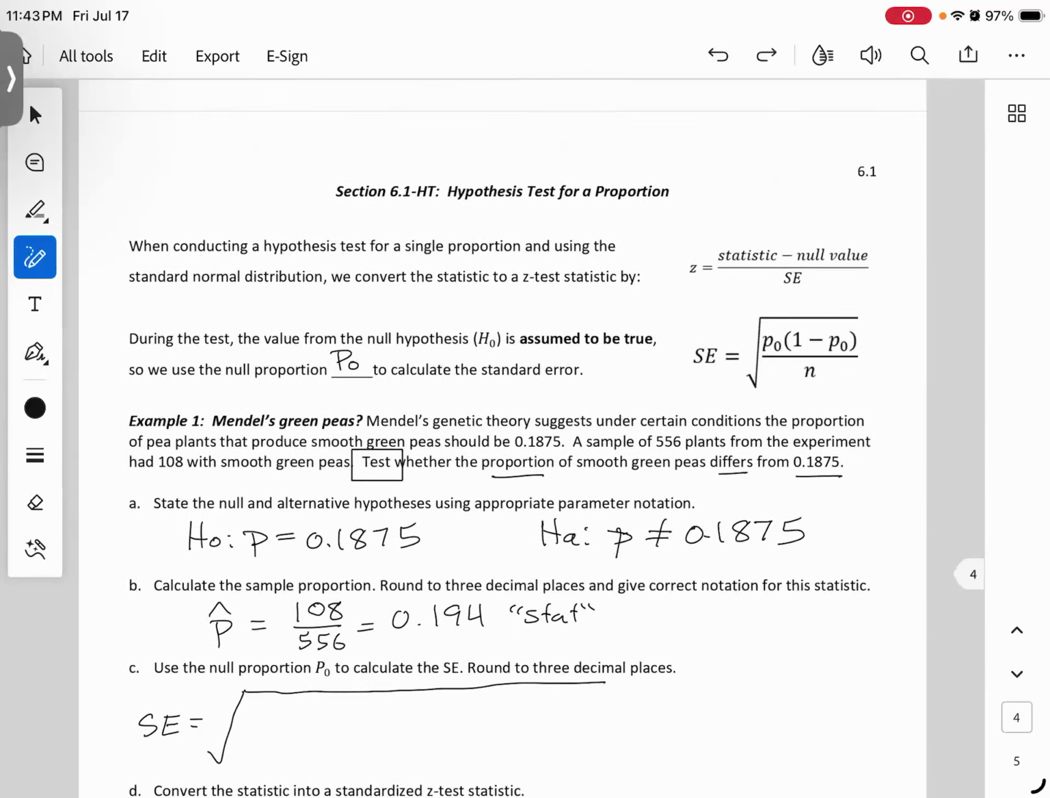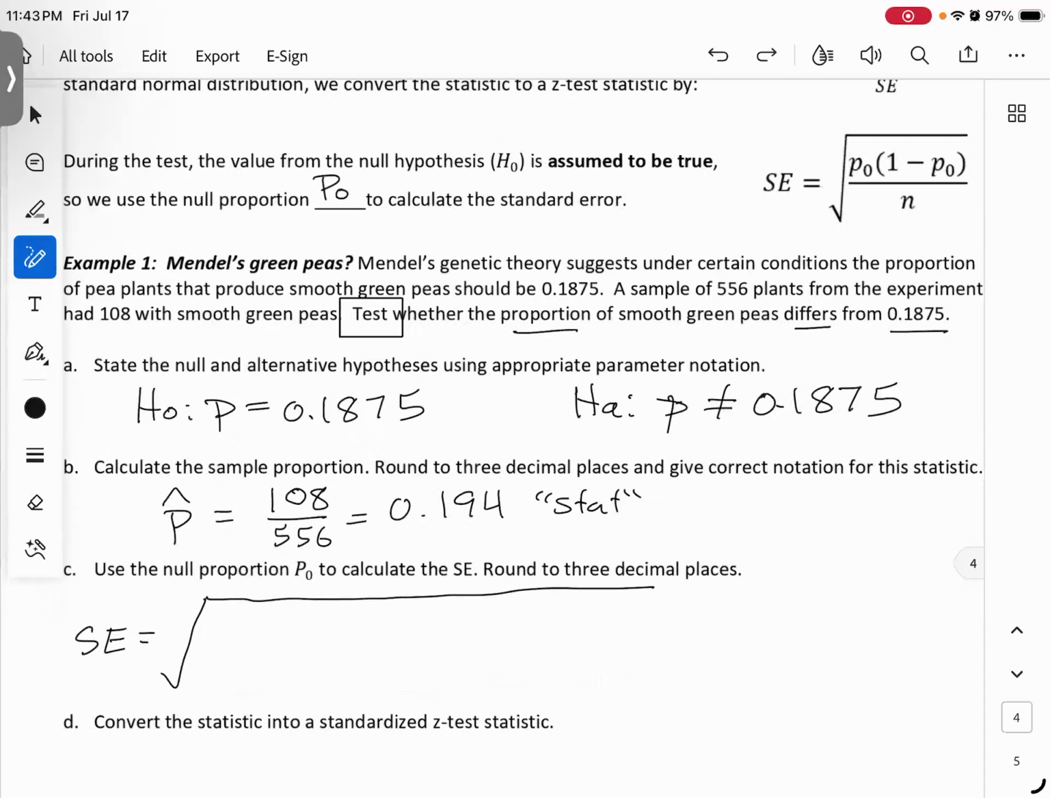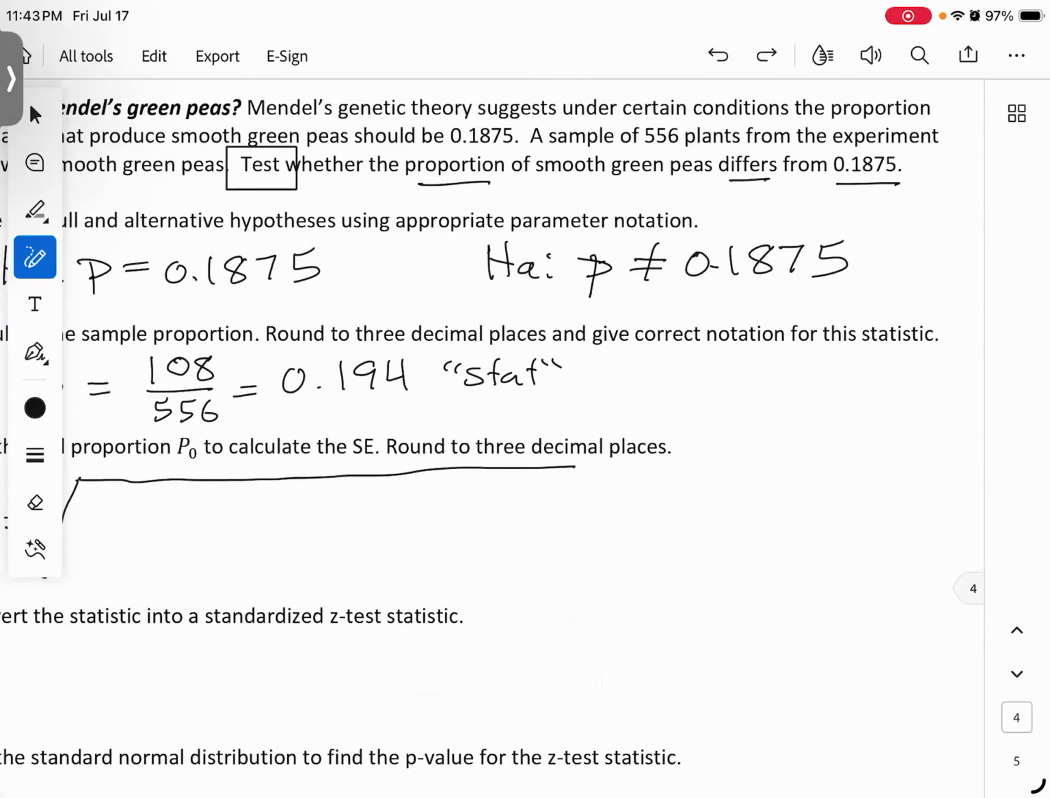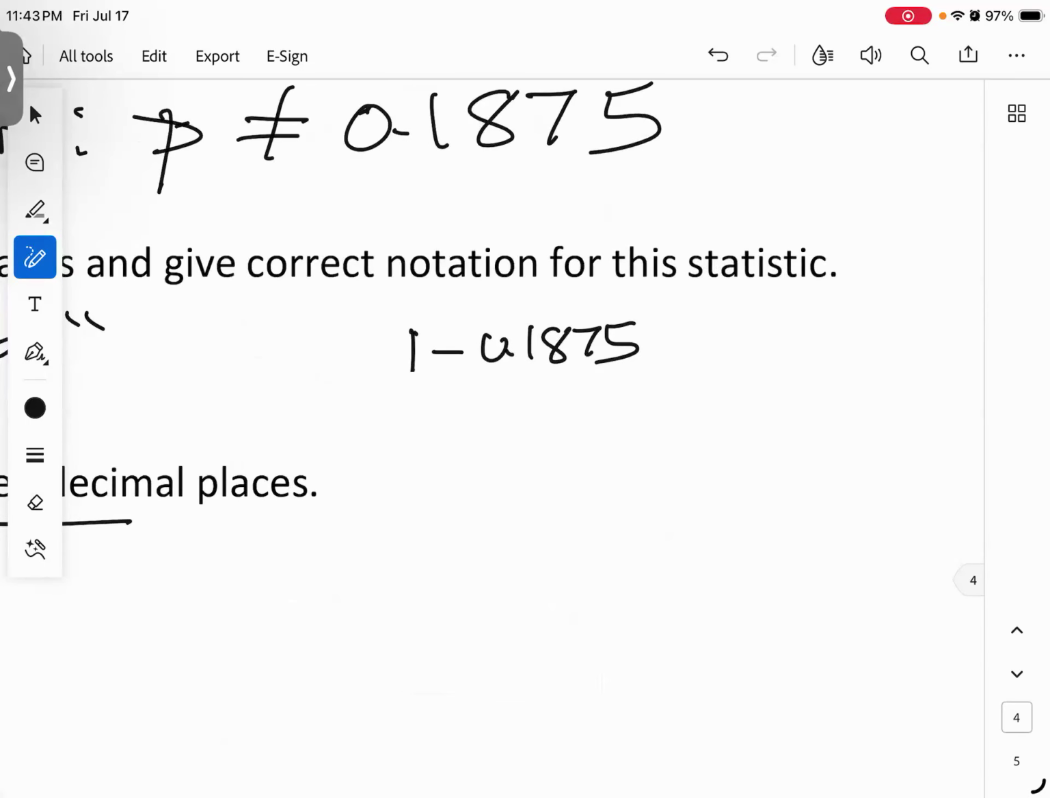Now, let me just find a spot. Maybe I'll just do it right here so we can have it on our screen. 1 minus 0.1875, just somewhere real quick, just to show you. Yeah, we're going to need the complement.